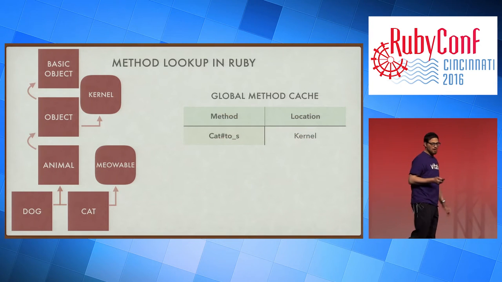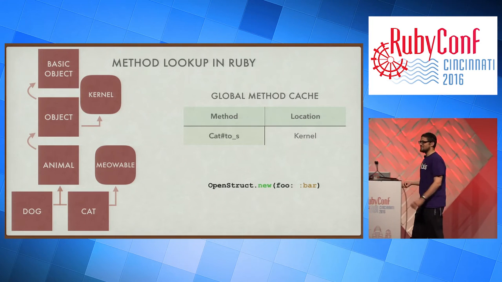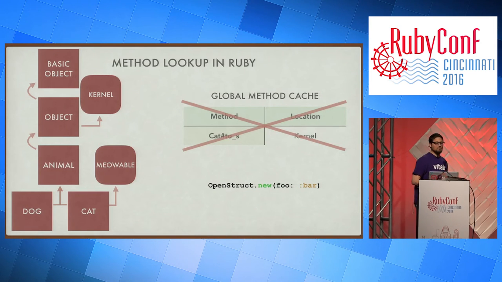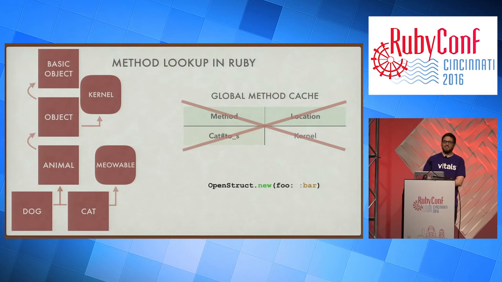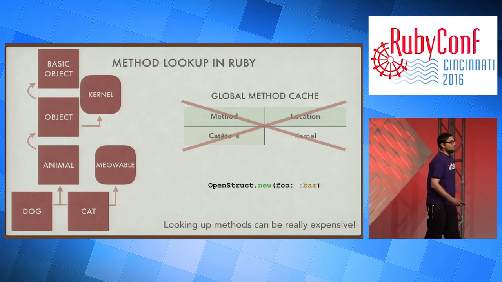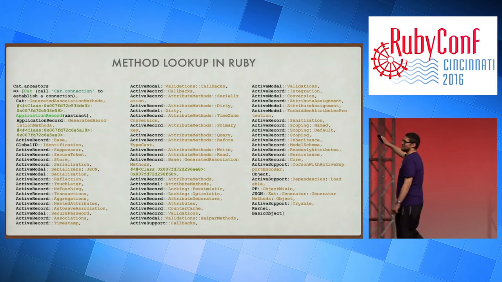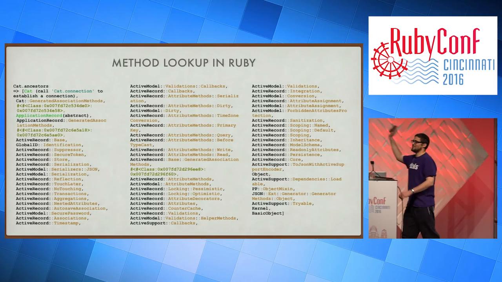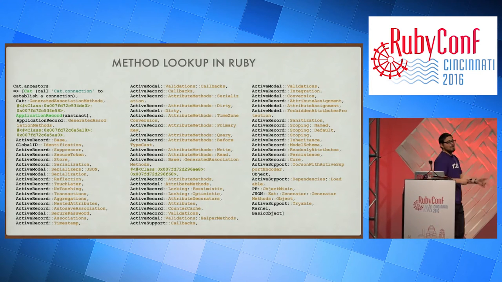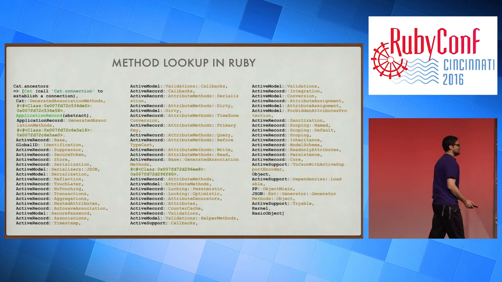Now, the problem is every time that you use an OpenStruct, you're defining methods, and that happens. Okay, so our global method cache has been busted every single time that we created a new OpenStruct. And it turns out that looking up methods is actually really expensive. And if you're wondering why, look no further than Active Record. Every method you look up in Active Record the first time, you have to look through all those places, all those classes, and all those modules in order to find where that method is. And that method probably defines other methods, which you then have to go through that same series of events again. So it's really expensive.